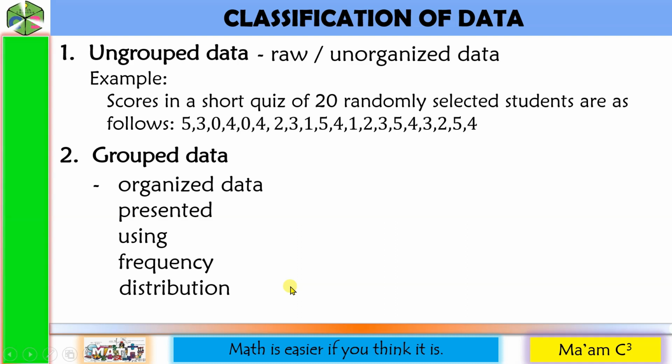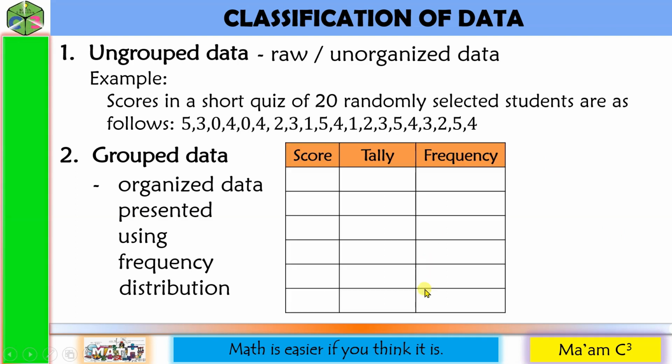Now, I am going to show you how to make this raw data organized. We need a table with 3 columns. These are the scores in the quiz. So the first column is labeled as score. The second column is tally, and the third column is frequency. Let us start. The list of scores is 0, then we have 1, 2, 3, 4, and 5.